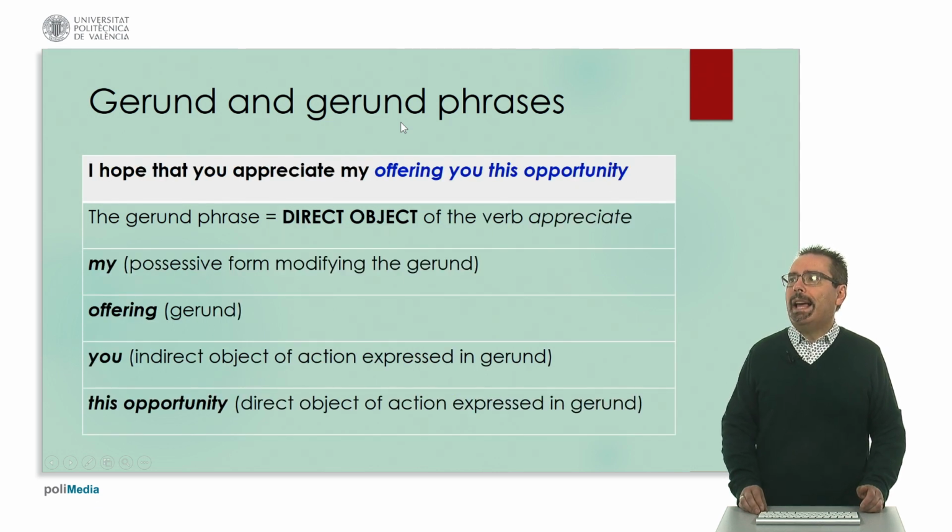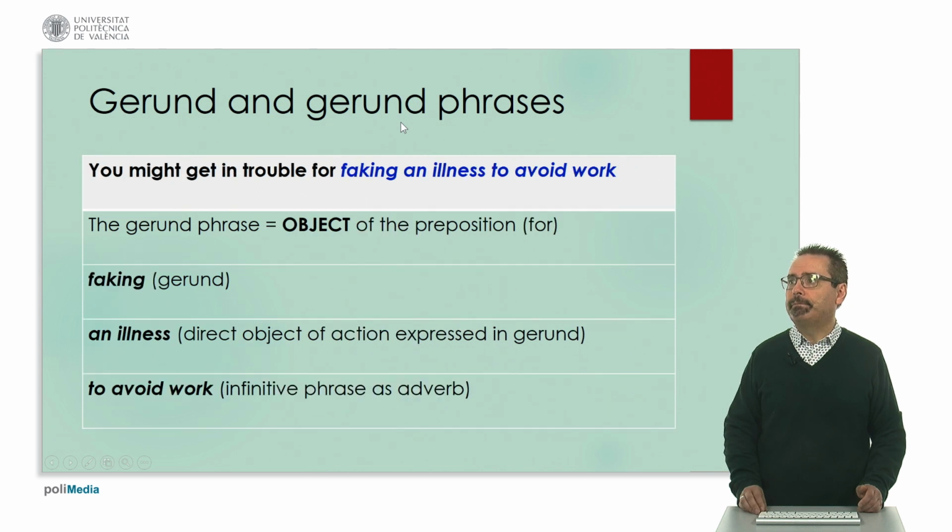Here's another example. I hope that you appreciate my offering you this opportunity. In this case, the function of the gerund phrase is direct object. Then we have different components of the sentence, such as my, the possessive form, modifying the gerund offering, which is the gerund, you, the indirect object of the action expressed in that gerund, and this opportunity, which is the direct object in this case.